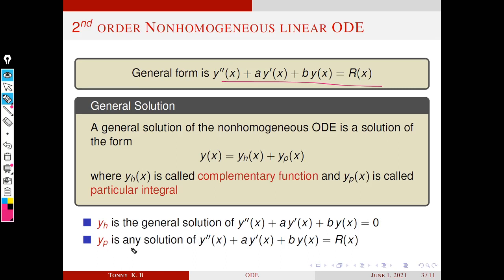We will see an algorithm for finding this yp. First of all, we have to find any one solution of the given ordinary differential equation. Also, we have to find the general solution of the corresponding homogeneous equation, the complementary function. We know how to solve this homogeneous equation. Then taking the sum gives the general solution of the given non-homogeneous ODE. General solution means the set of all solutions of this ordinary differential equation.